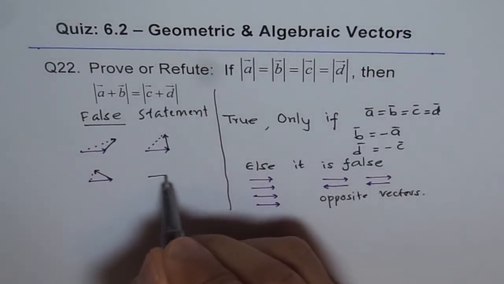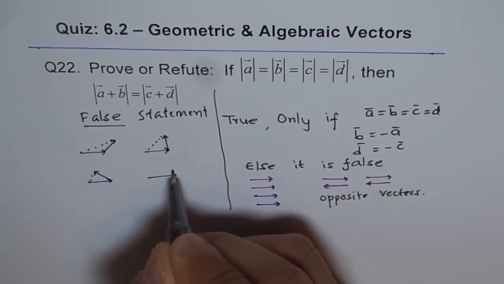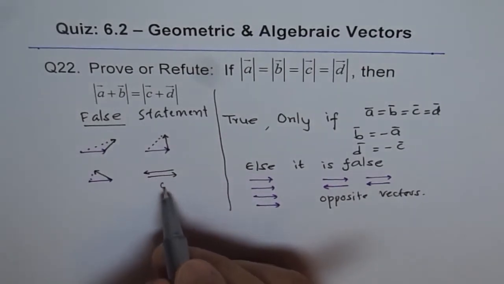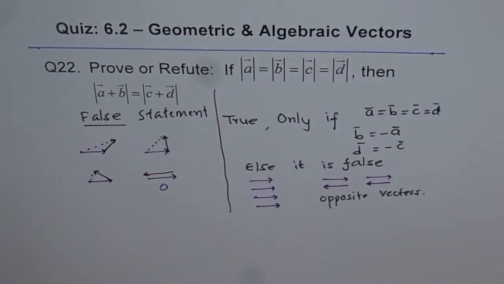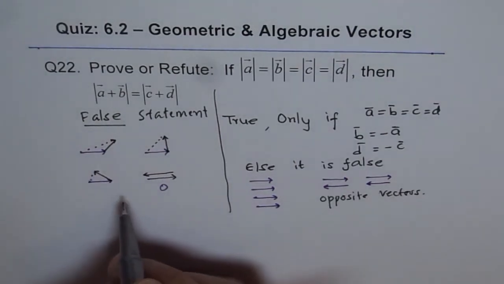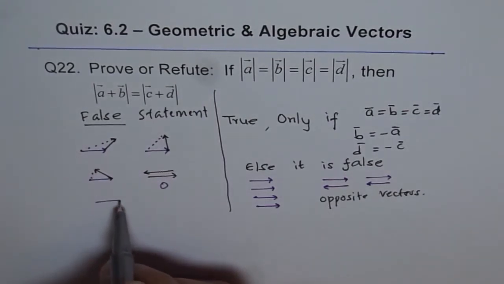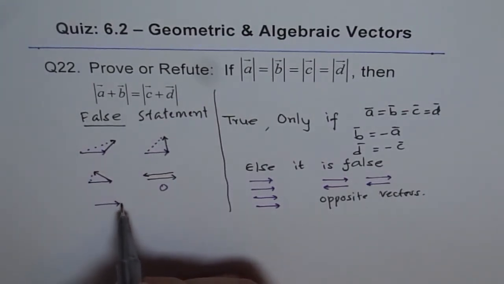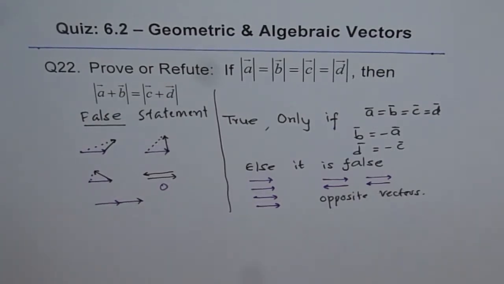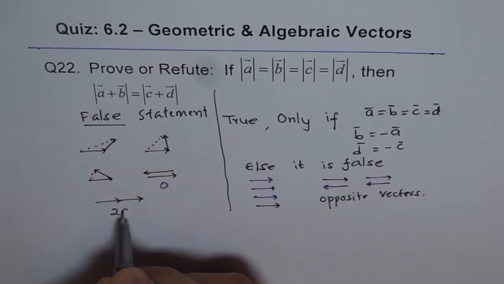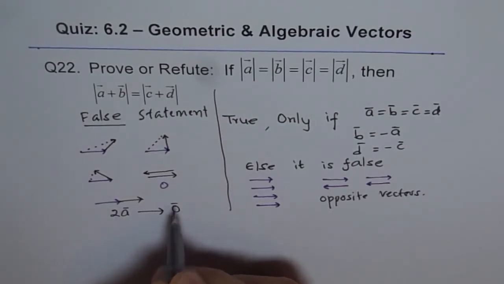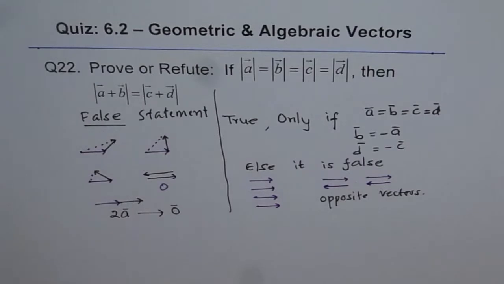If my vector is like this and the other one is like this, then the sum is 0. So the maximum is when my vector 1 is like this and the other one is like this. It varies from 2 times A to the 0 vector. So their sum could be anywhere between 2A and 0. So it is never the same, and it is the same only in these two cases. That is how we can prove or refute this particular statement.